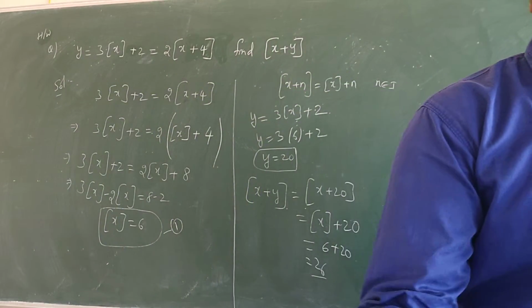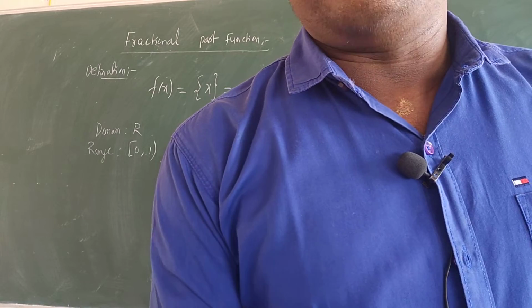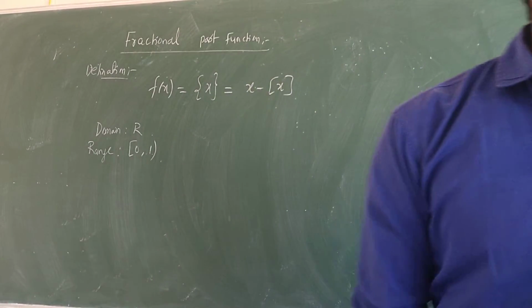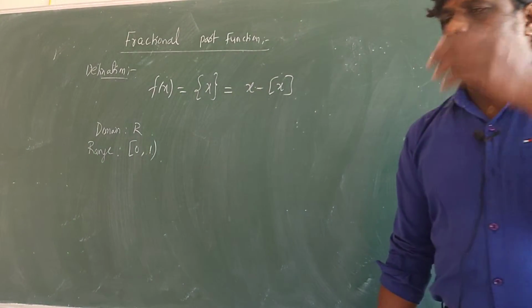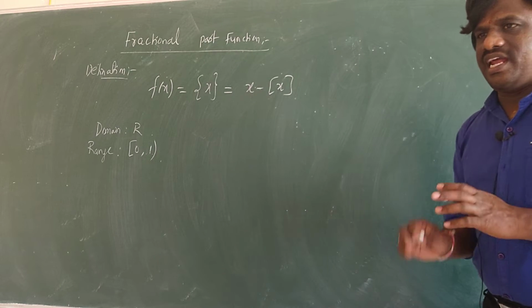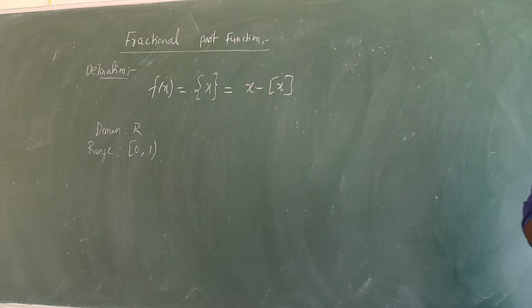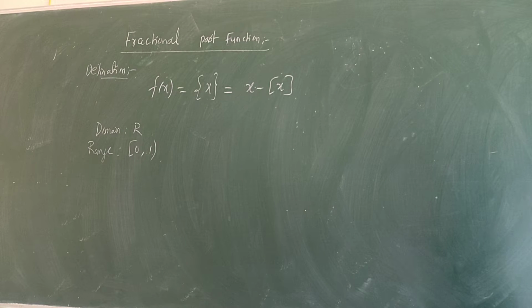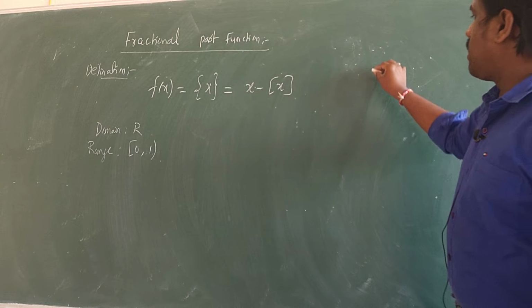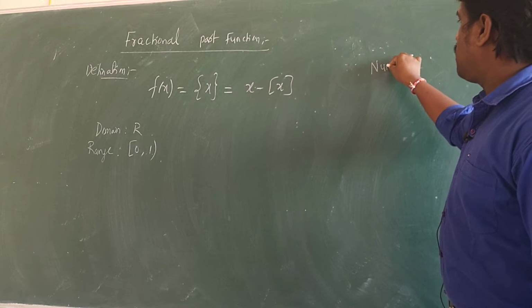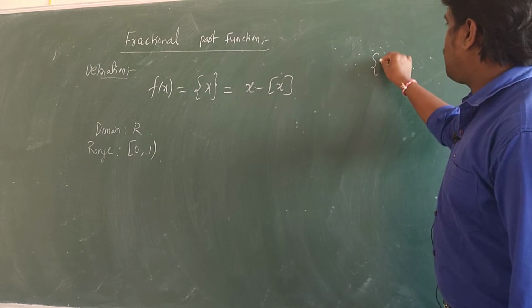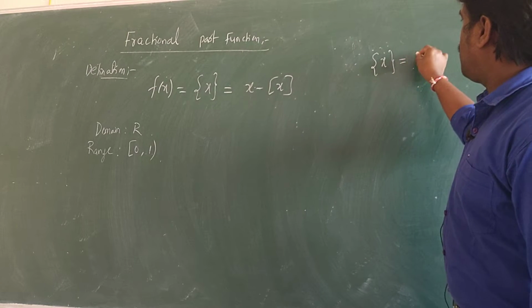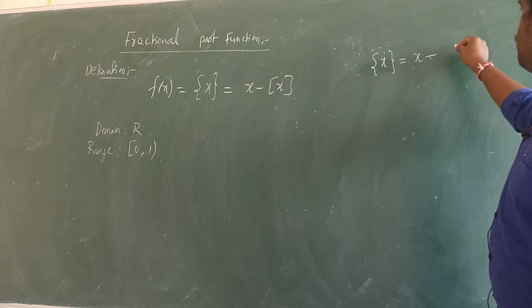Any doubts? Ask me. Fractional part function, an important one. Fractional part function: any real number, any number can be written as number minus greatest integer, number minus integer. What do we say? Real number, understand. Number is equal to what we can write? Fractional part of x is equal to number minus integer.